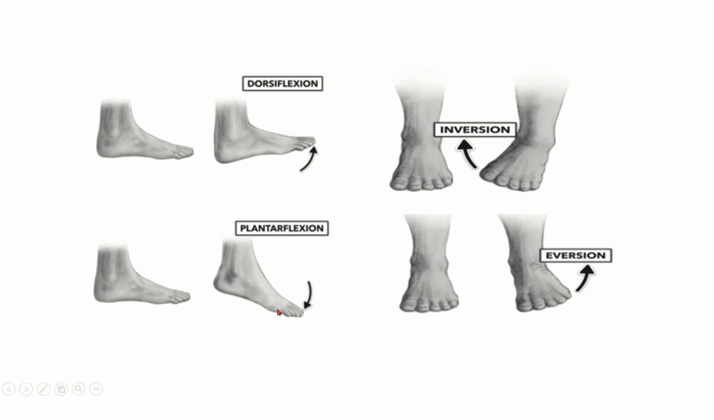So dorsiflexion, plantar flexion, inversion and eversion. Dorsiflexion and plantar flexion are occurring at the ankle joint, whereas inversion and eversion are occurring at the subtalar and talocalcaneo-navicular joints.